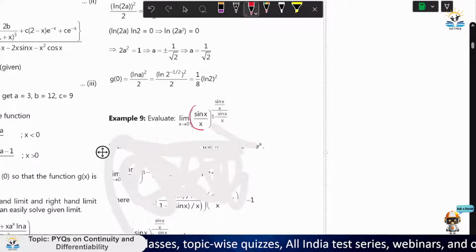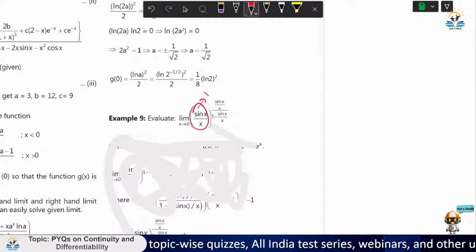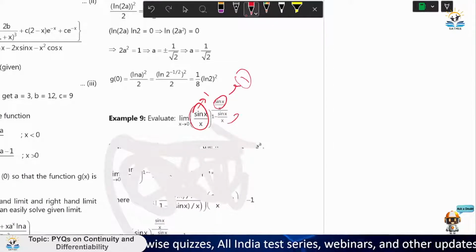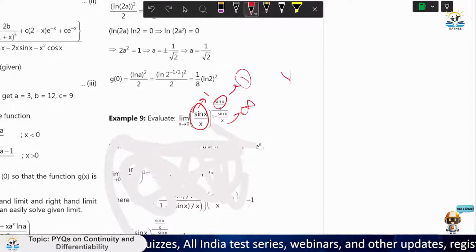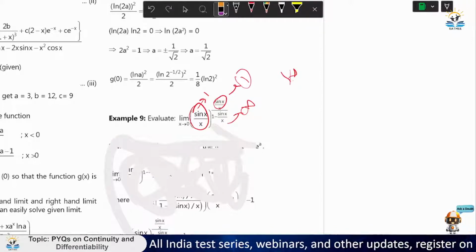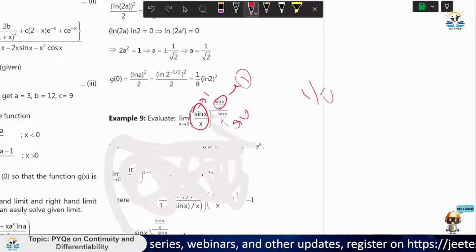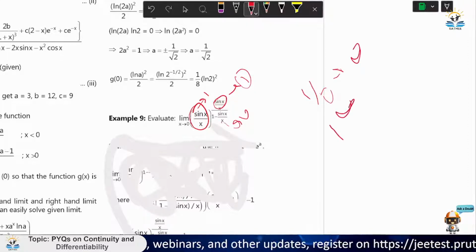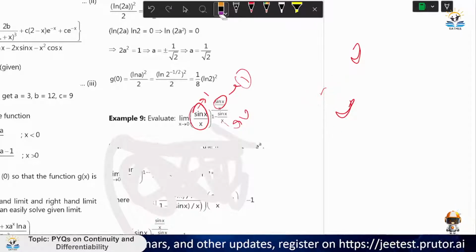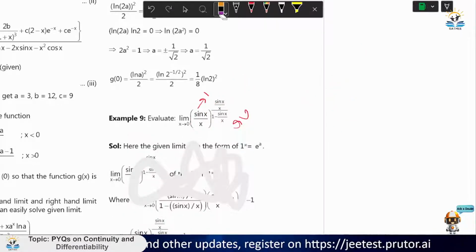Because this term is going to 1 at the limit, and this term is going to infinity. So 1 by infinity, sorry, this term is going to 0, and 1 by 0 goes to infinity. So 1 to the power infinity is the form of the limit that we are talking about.